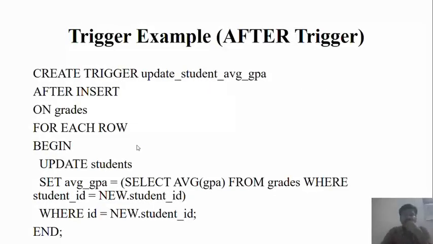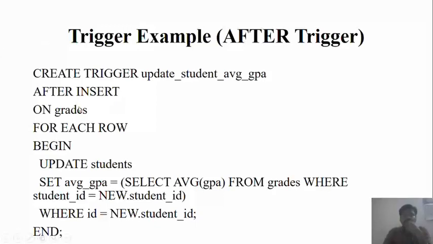Next we go for the after trigger. You can see, same like that: create trigger update_student_average_GPA after insert. So after the insert operation on the grade table, that is, we have inserted each and every row, all the columns. For example, for a particular student, you can take an example roll number 101. You have inserted all the grades.